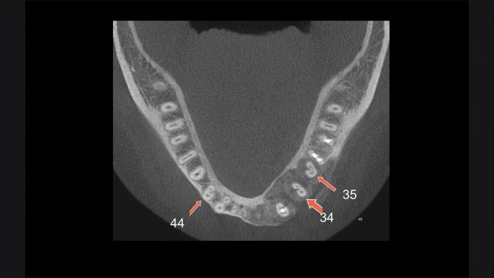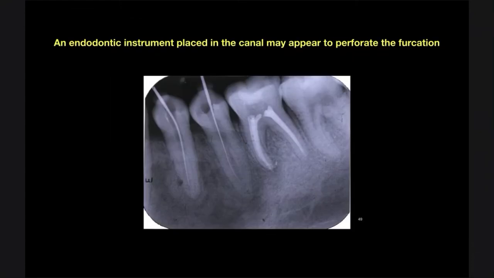From the coronal plane of the CBCT, the radiographic appearance of tooth 4-4 is similar to that of tooth 3-4 and 3-5. And we can see all these three teeth are C-shaped. That is, C-shaped mandibular premolars. And after we insert one K file into the root canal system, we take an X-ray. You can find it seems like there's a perforation in the furcation area. Actually, there's no perforation and there's no furcation. They are both C-shaped roots and C-shaped canals.